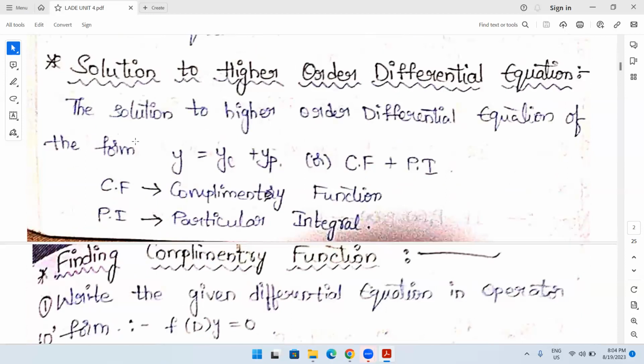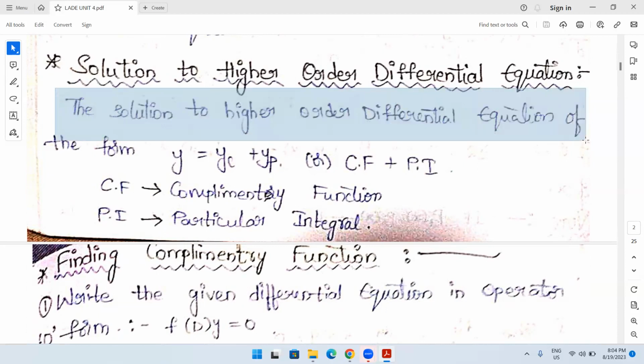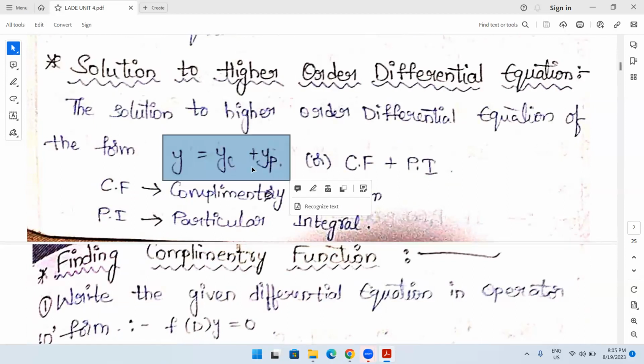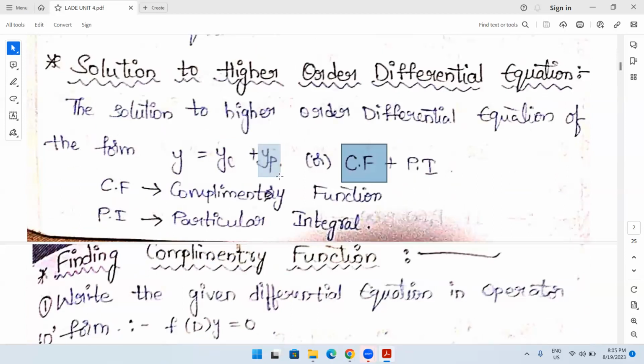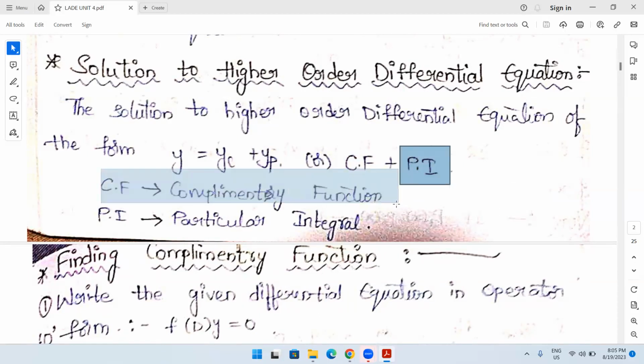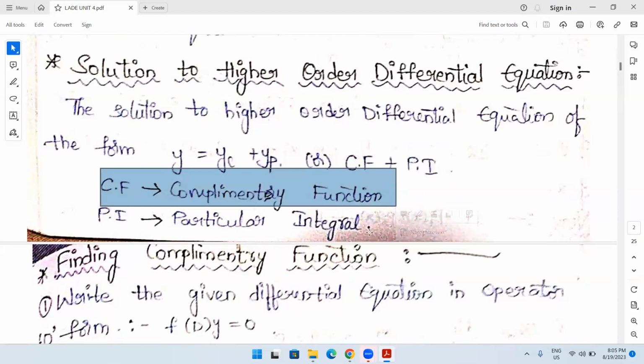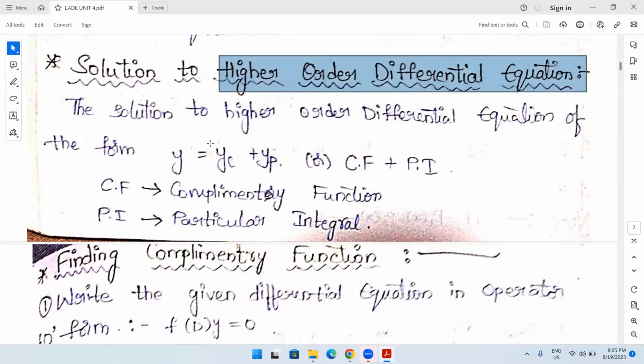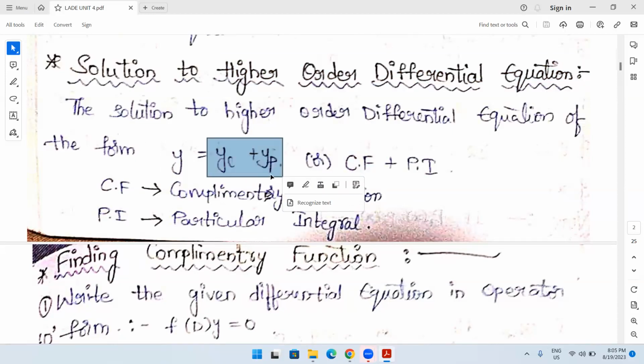That is non-homogeneous. What will be the solution? Let us check it. The solution to the higher order differential equation is of the form y is equal to yc plus yp. What is yc? In the place of yc, we can also write CF, and in the place of yp, we can write PI. What is CF? Complementary function. PI is particular integral. So the solution of any higher order differential equation is complementary function plus particular integral.